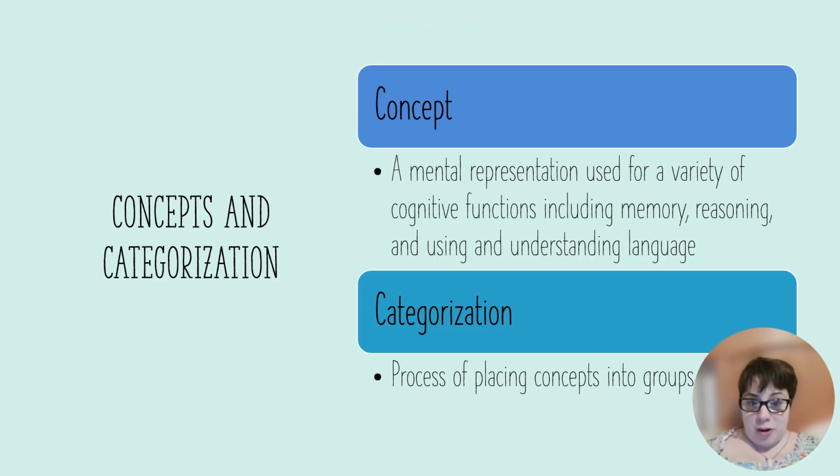So continuing with our discussion of semantic memory, now we're going to talk about concepts and categories. So a concept is a mental representation used for a variety of cognitive functions, including memory, reasoning, and using and understanding language, whereas categorization is a process of placing concepts into groups, right? So imagine that you find yourself in an unfamiliar town where you have never been before.